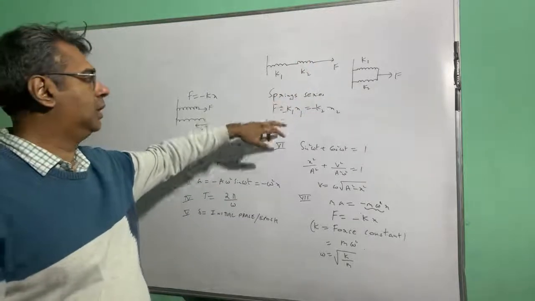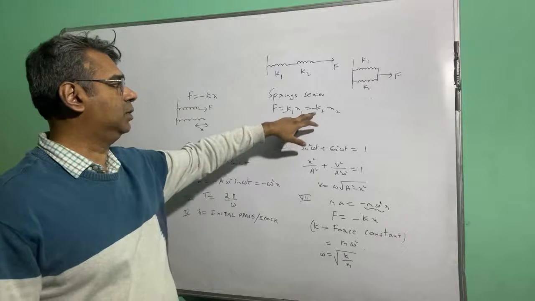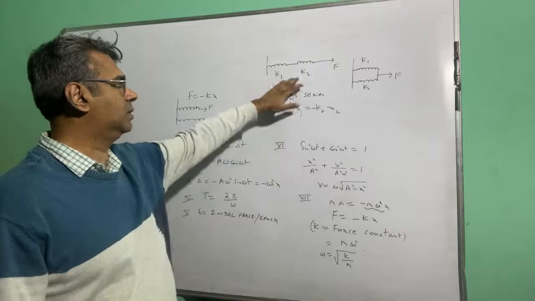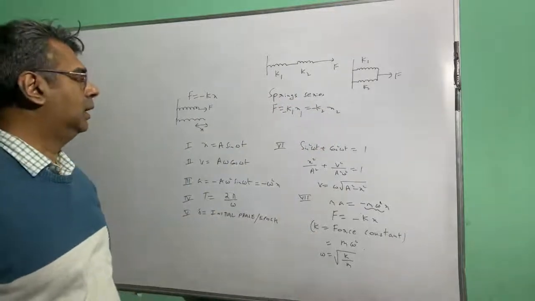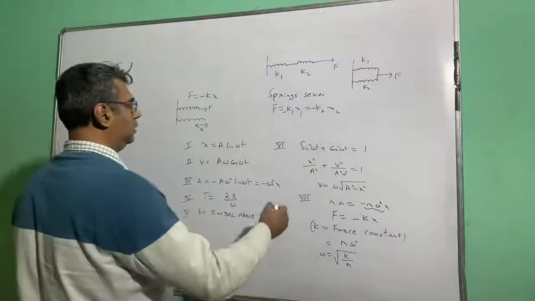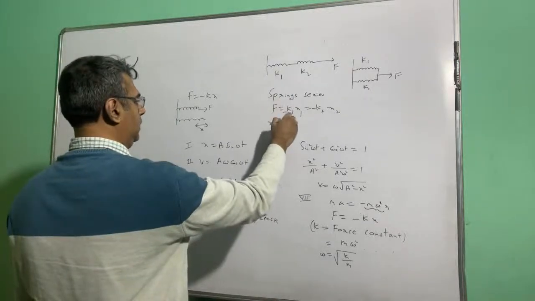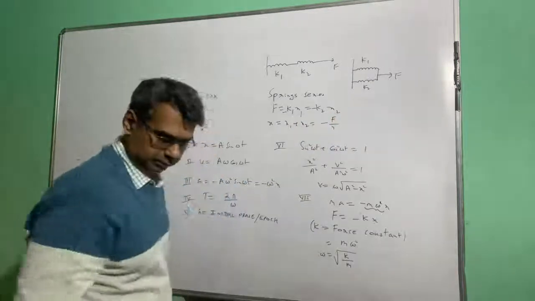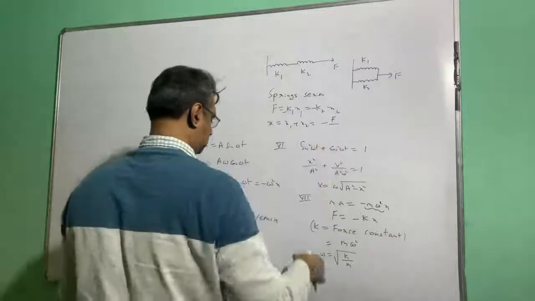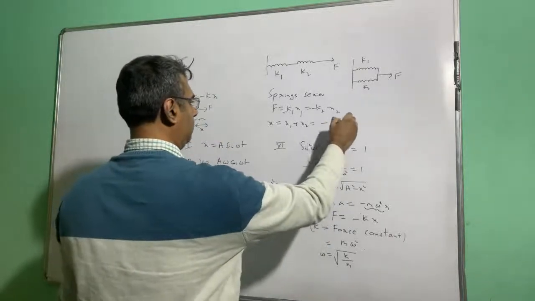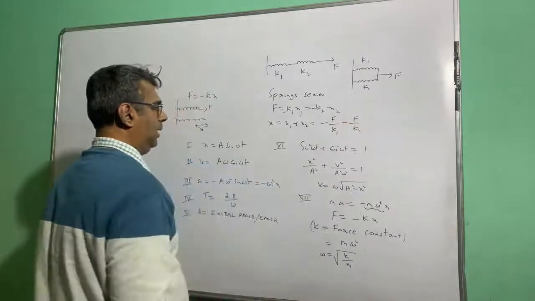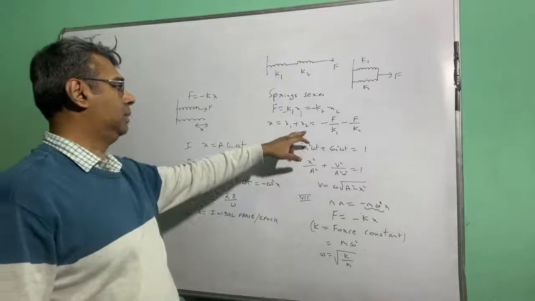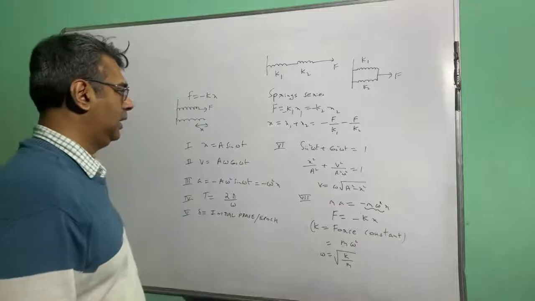So suppose the force is F. So force you can say minus K1 x1, you can say minus K2 x2. The force will be same for both the springs. So for this spring it will be minus K1 x1, for this spring it will be minus K2 x2. And therefore you can say that the overall displacement is x1 plus x2. So x1 plus x2 will be minus F by K1 and then minus F by K2.